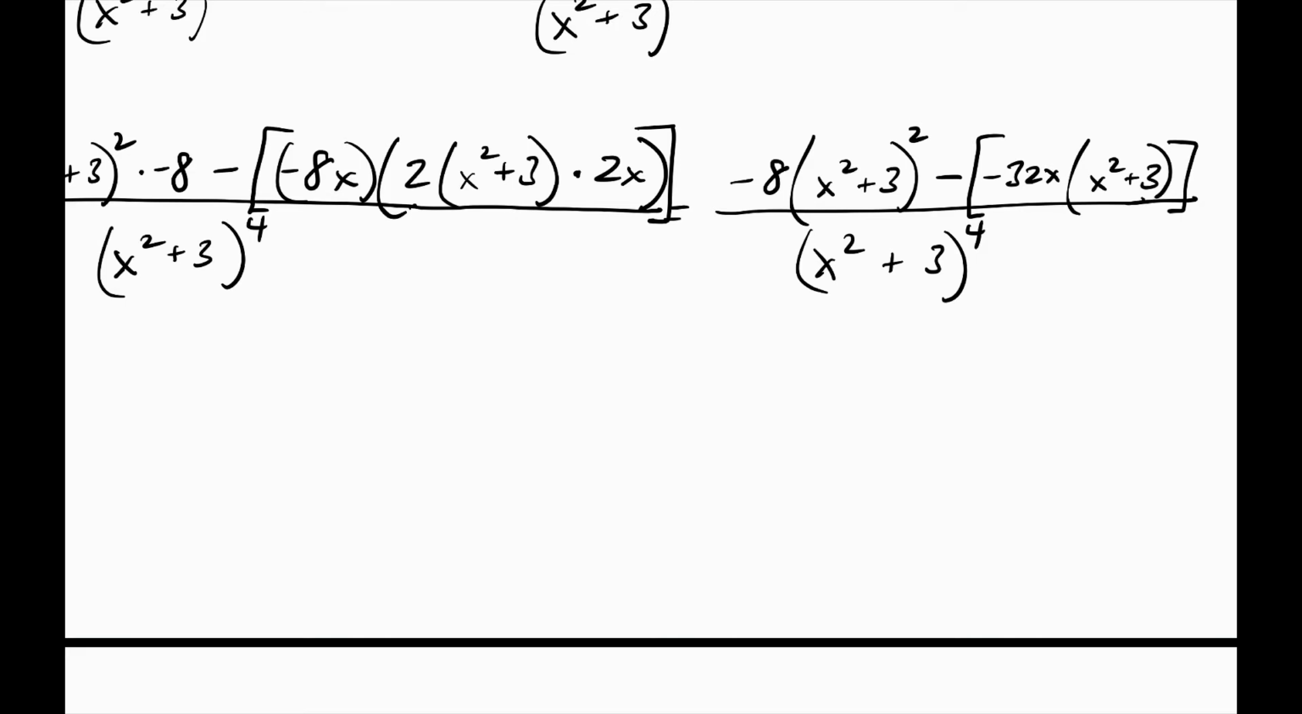Yes, you're right. It would be squared. Because when I multiply -8x times 2, that's -16, and then I multiply it times a 2x, that's -32x squared. You are right. So now I can distribute.